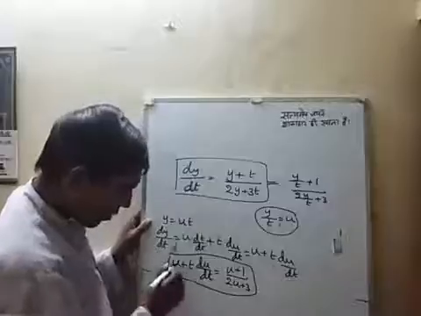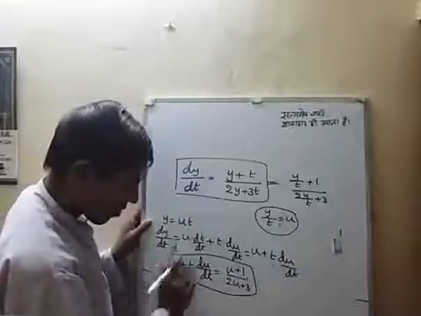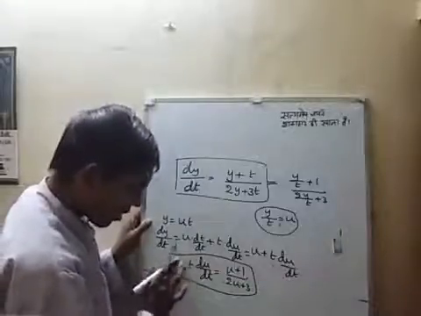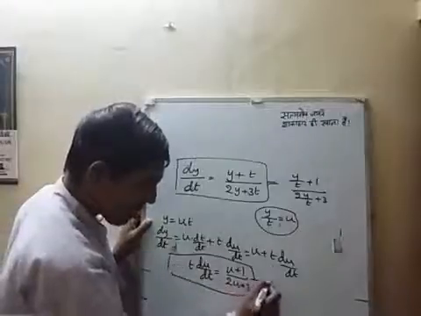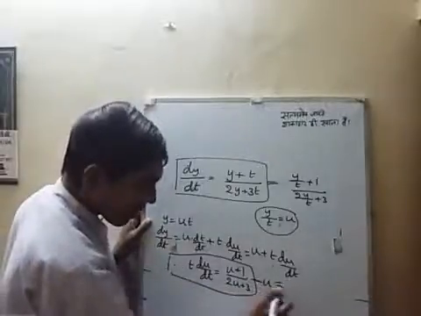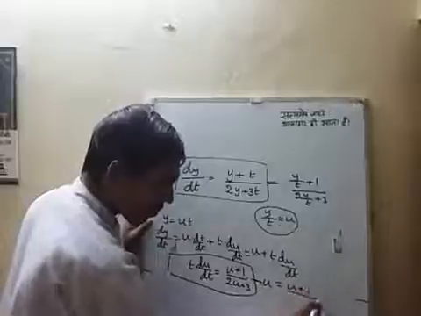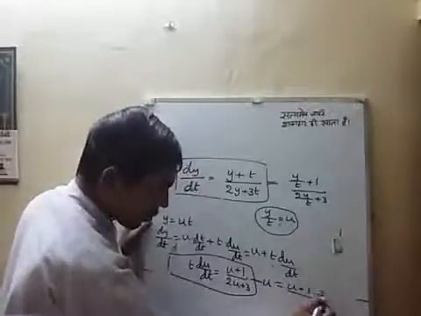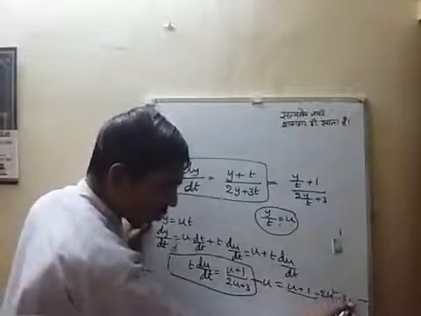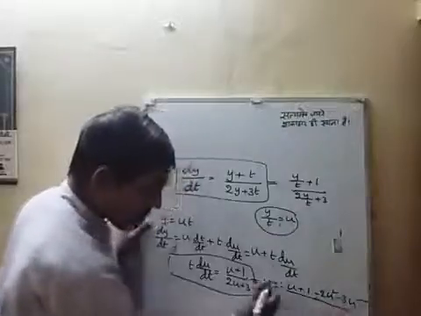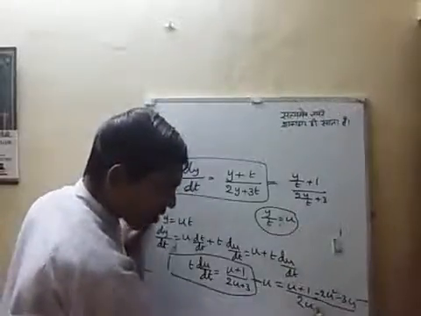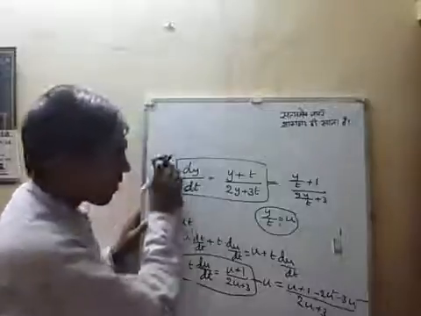Okay. So what I will do, this u I will take that side. So it will become minus u. I will remove this. I will put here as minus u. So when I take LCM here, this will become u plus 1 minus 2u square minus 3u, divided by 2u plus 3. Okay. So I will remove all this now.